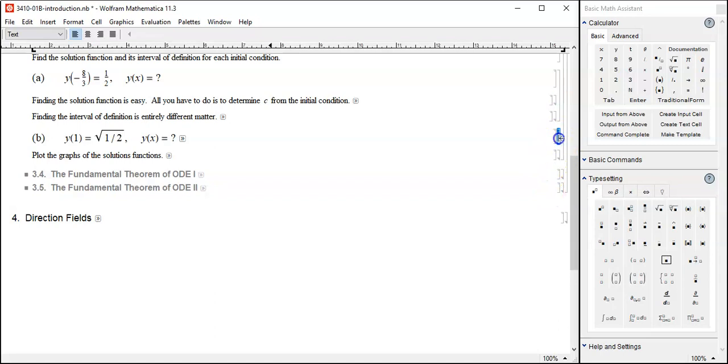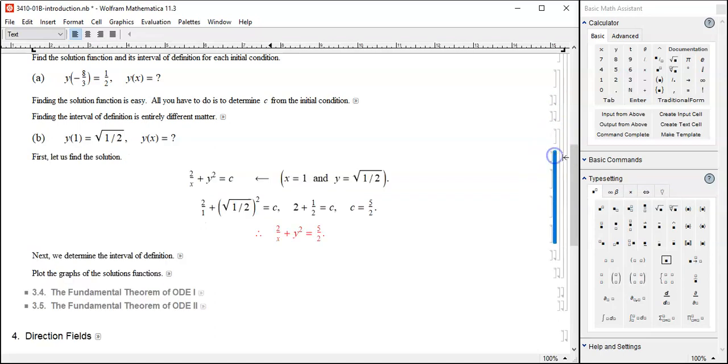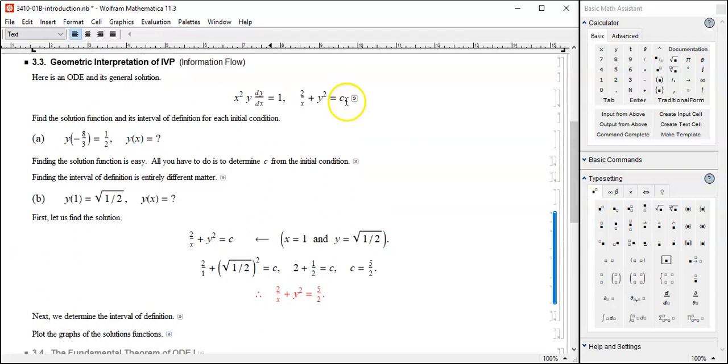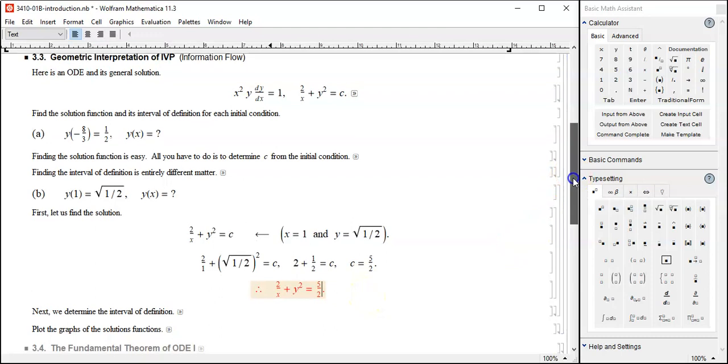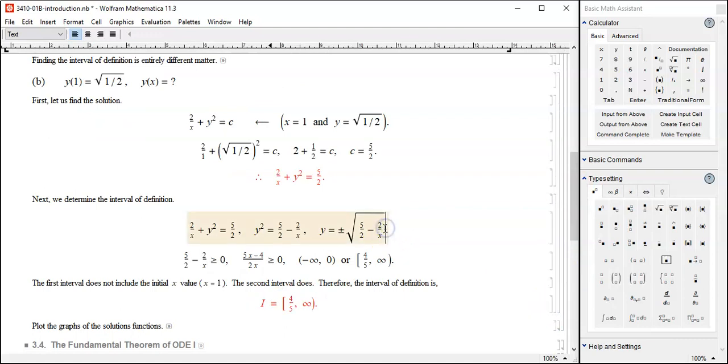How about this example? Finding the solution, again, I can go quickly. I'll trust that everybody can do that. Here's a solution and plug in the values. X is 1 and y is square root of 1/2, and then calculate C. That should not be too much of a problem. And we have it. All right? Now let's determine the interval of definition. So for y, we're going to have plus or minus square root, and inside has to be positive.